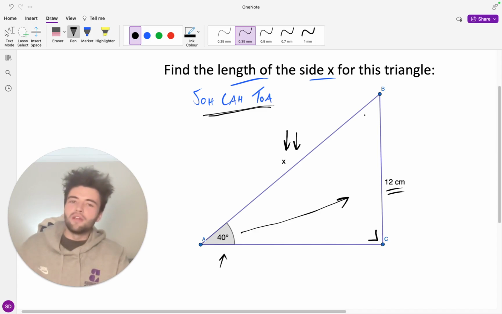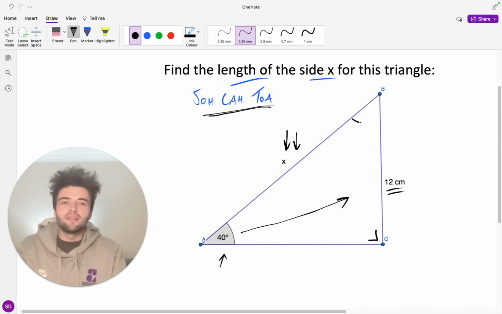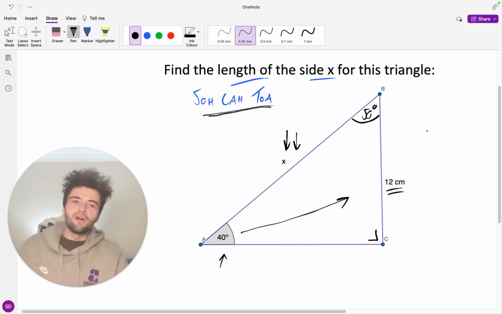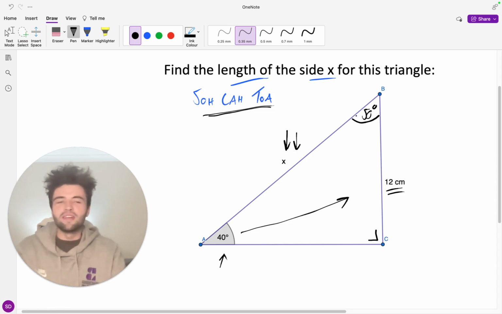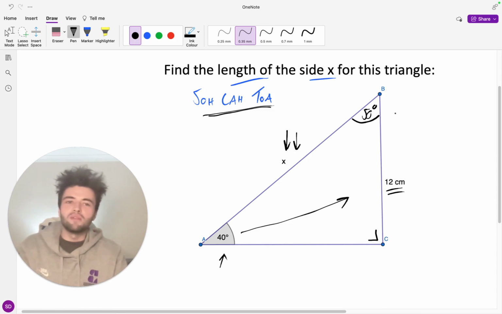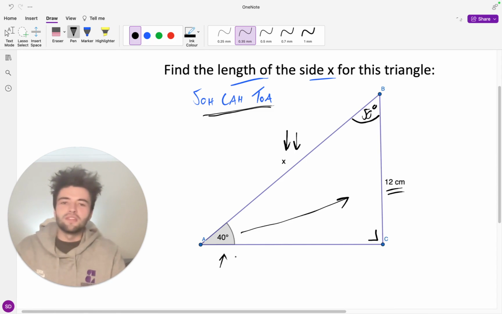Of course, when you're given a known angle, you can also figure out what the last angle is, because there's 180 degrees in the triangle and we have 90 degrees as well. So this up here would be 50 degrees. Obviously that's kind of a long way to approach it, and it's a different path you can take to do this question, but we're not going to be doing that. We're just going to be sticking to this 40 degrees.